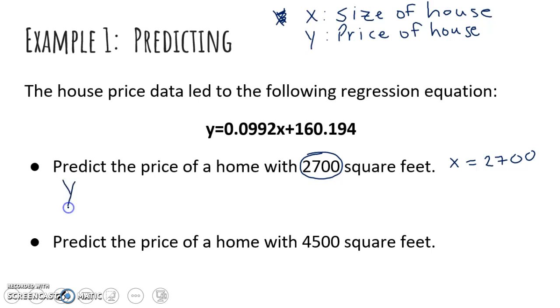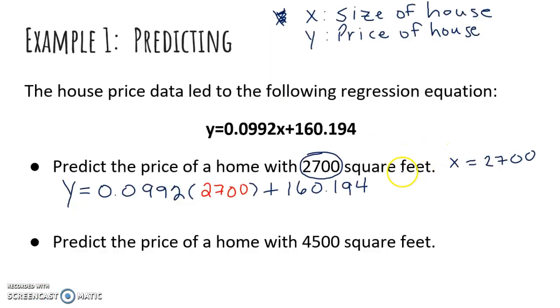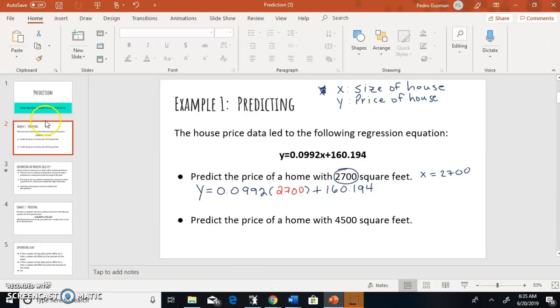So we have y equals 0.0992 times 2,700. So instead of x, we'll replace that with 2,700, plus 160.194. And then we just do the arithmetic. So if you have a calculator, that makes things a bit easy. So let me pull the calculator up here.